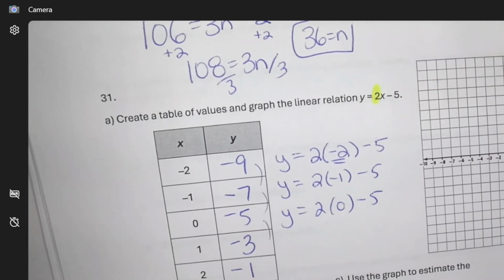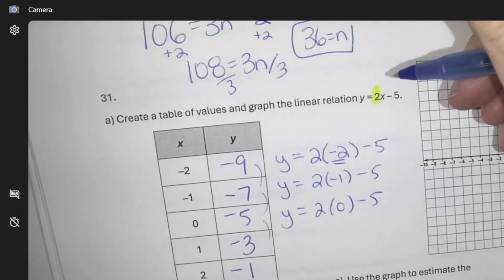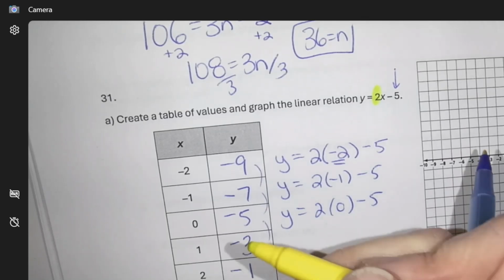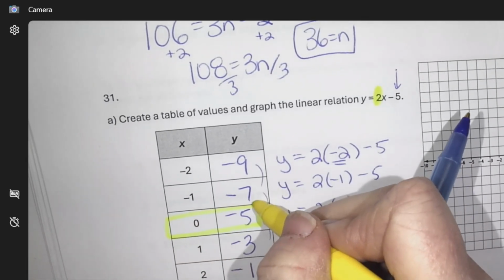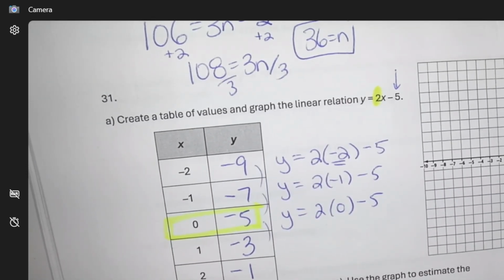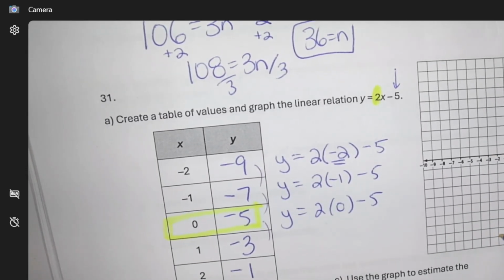What's the rate? What's the rate number? 2. Why is there a subtract 5 there? Where is that coming from with this chart? It is my starting point, aka when I'm at 0 is how I start things, right? Okay, ready? Negative 2, negative 9.